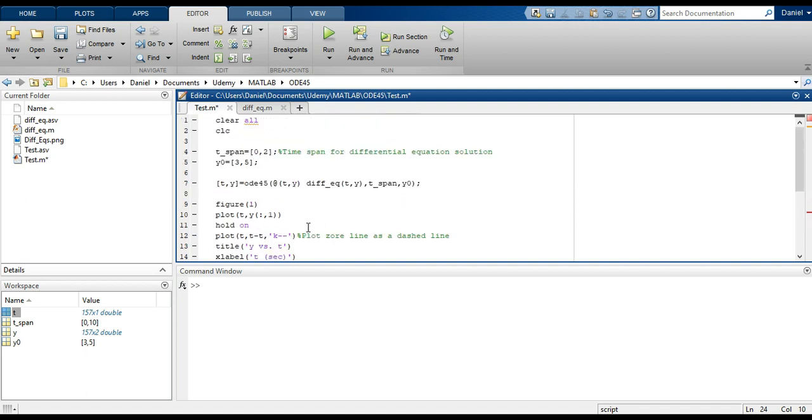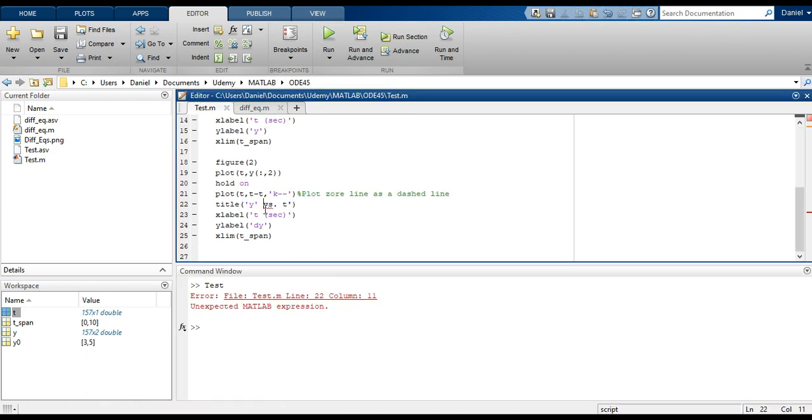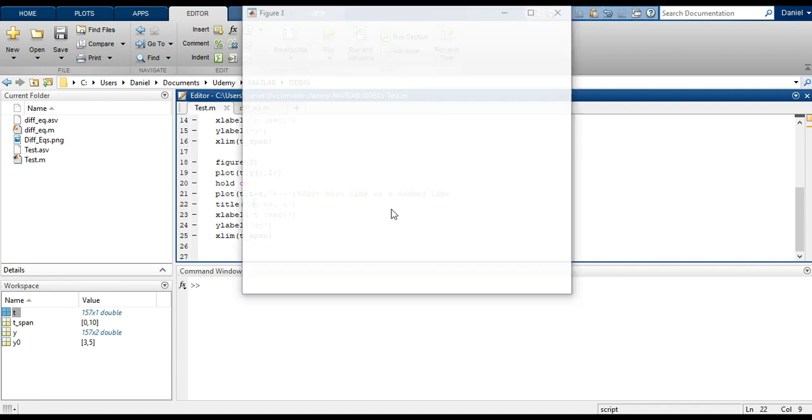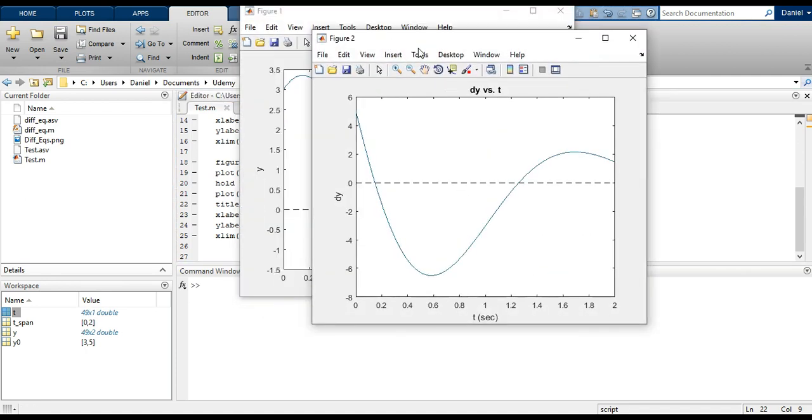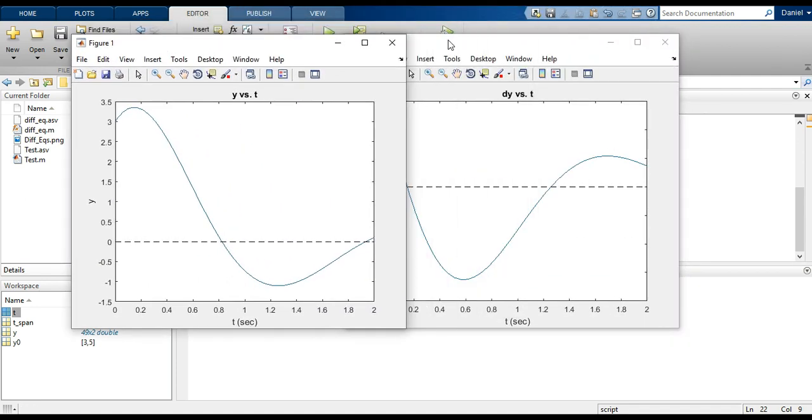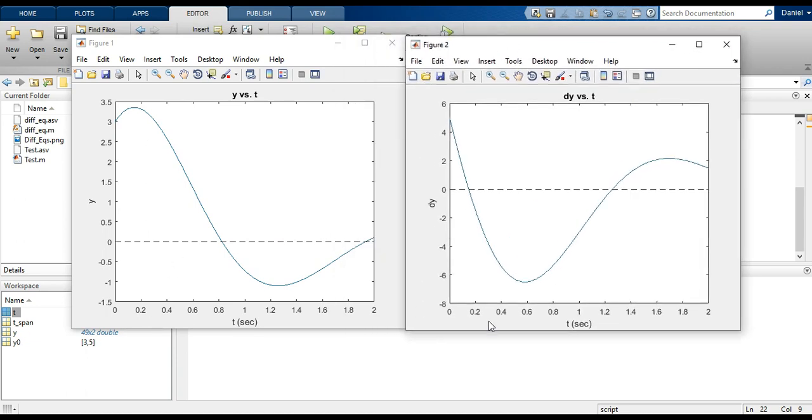Okay. So now we save and we're ready to run this. One second. Same thing for the title, dy. And let's run. So here we can see both plots, and that's our solution from 0 to 2.